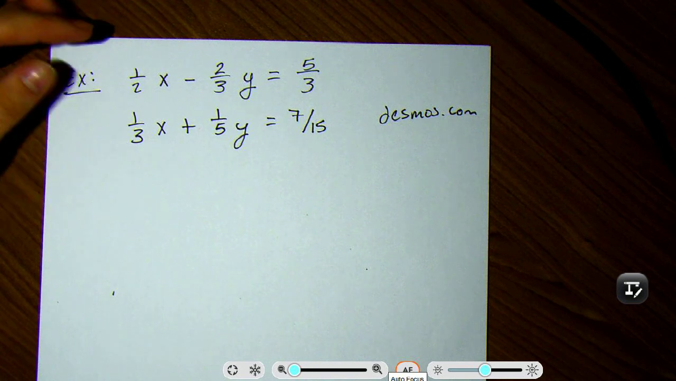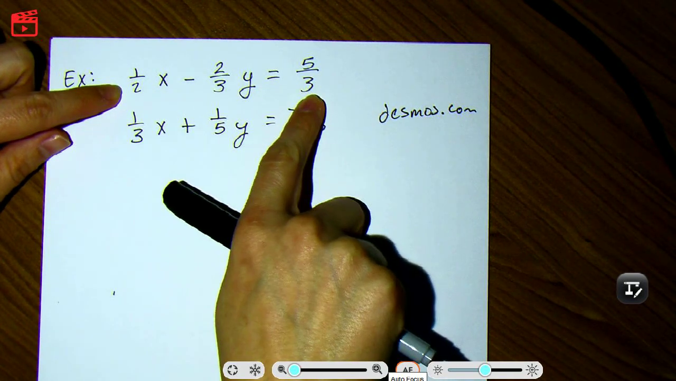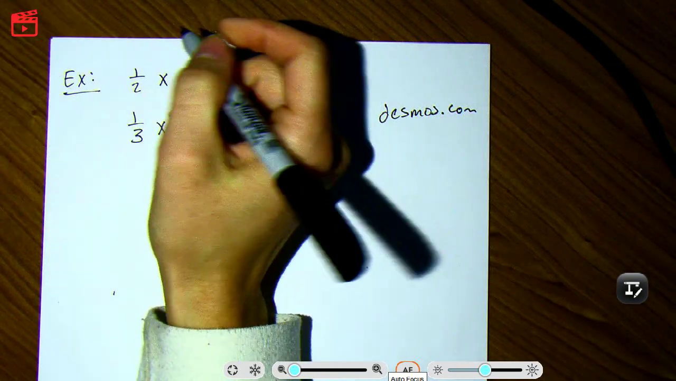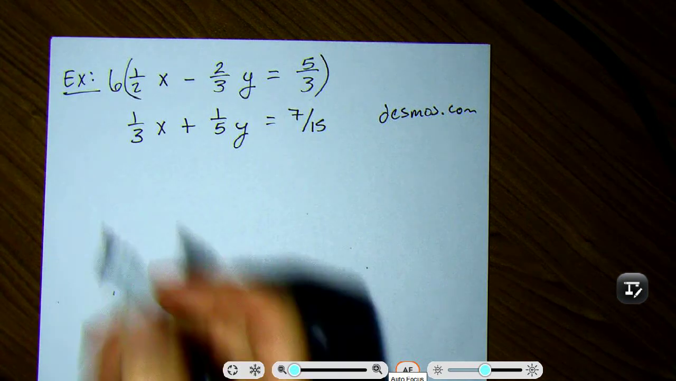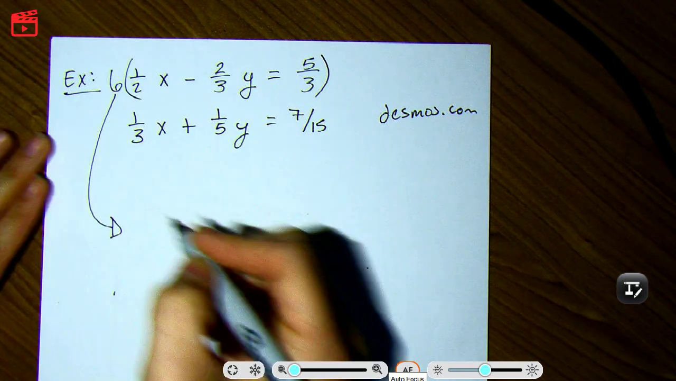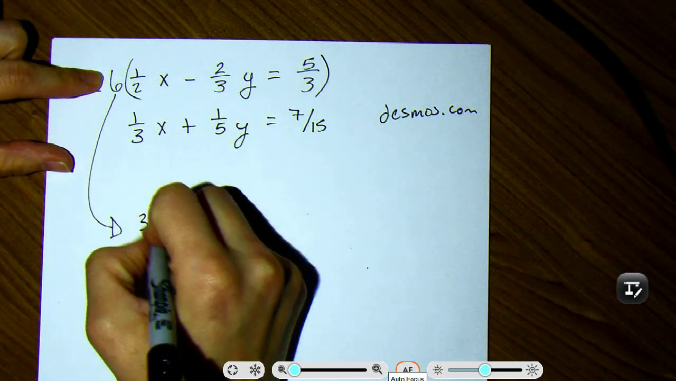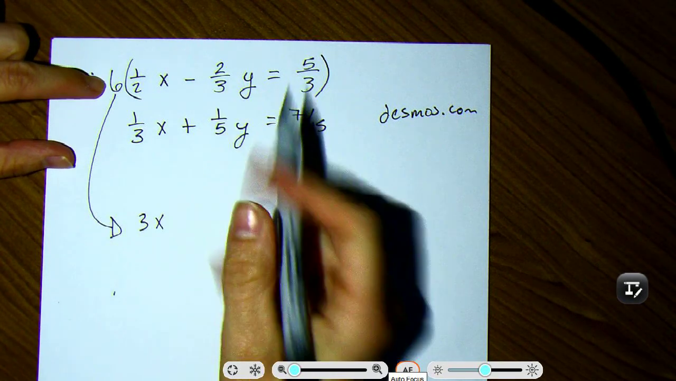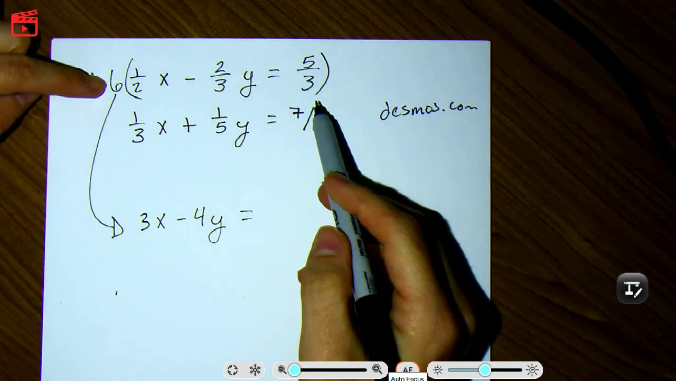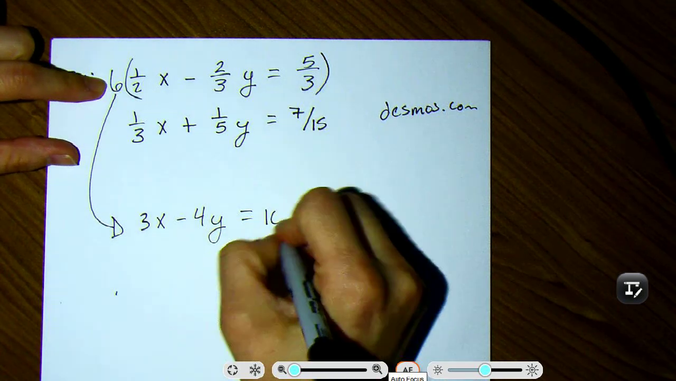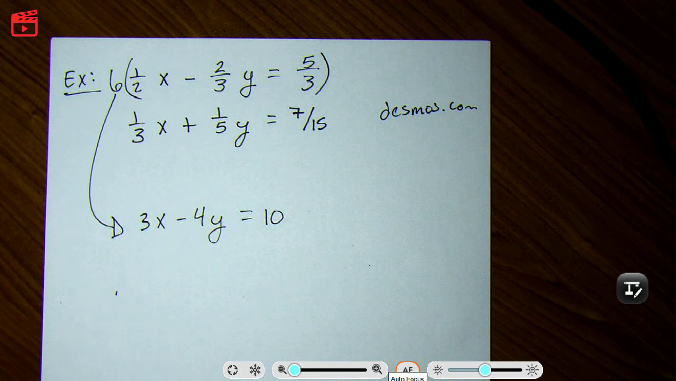Looking at the first equation, I have denominators of 2 and 3. So the common denominator there would be 6, so I'm going to multiply everything in that equation by 6. When I multiply by 6, 6 times 1/2 is 3. 6 times 2/3 gives me 4, so minus 4y equals 6 times 5/3, which is 10. By multiplying by 6, I got rid of all the fractions. So now it's not so ugly to look at.